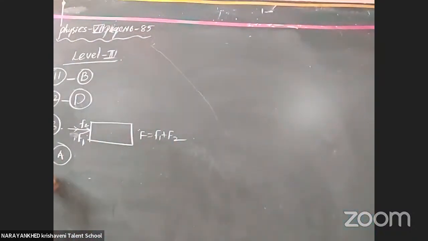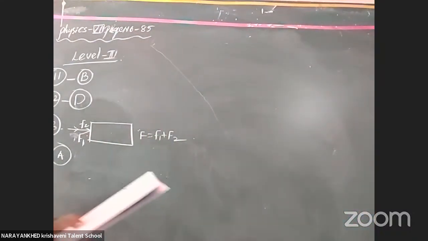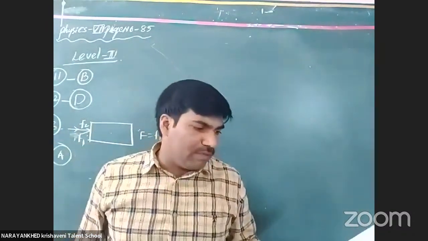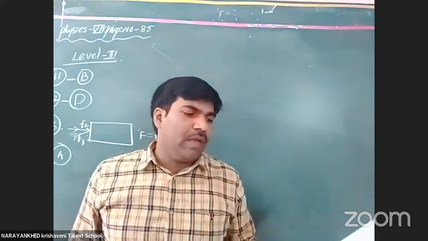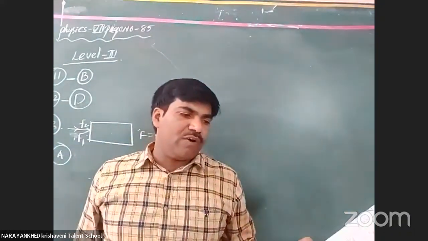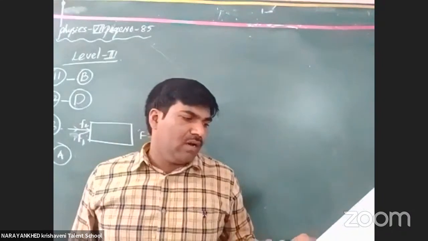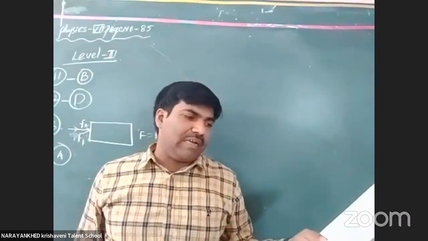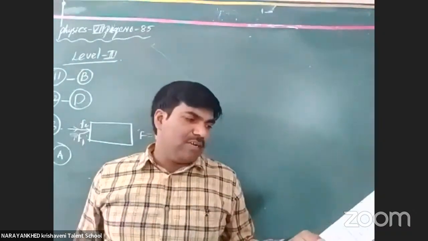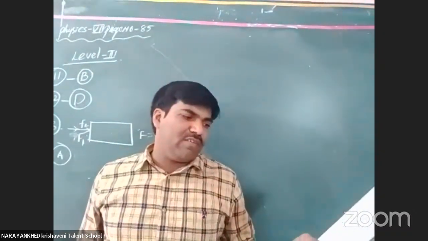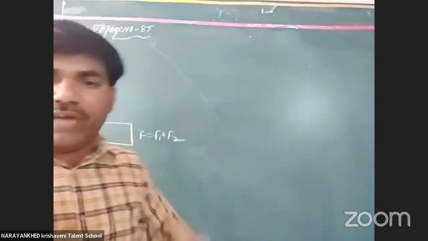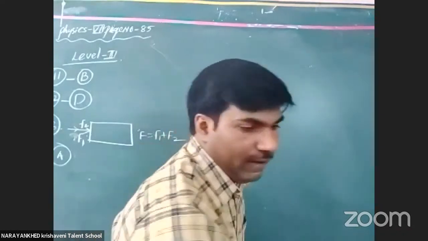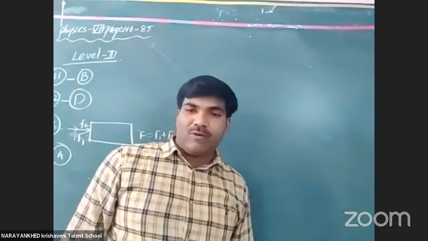One second, what is given? A force of 100 newtons acts on an object towards the east. Another force of 50 newtons acts on the object towards the west. What is the net force acting on the object? These types of questions we did not discuss in the synopsis. All the students listen carefully, this is a very important question.